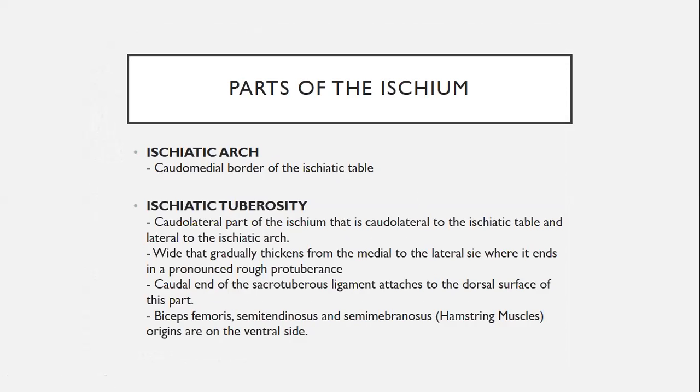The caudal end of the sacrotuberous ligament attaches to the dorsal surface of this part. And the hamstring group, which is composed of the biceps femoris, semitendinosus, and semimembranosus, originates from this one. And the sciatic tuberosity serves as the point of the butt of your dog, or any other animal rather.